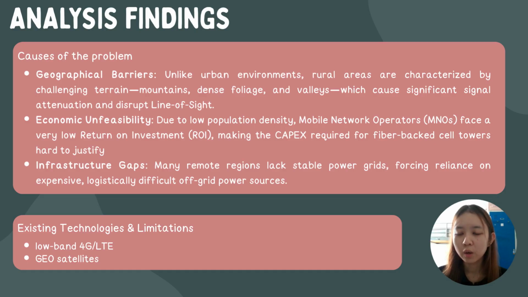Next, due to low population density, mobile network operators face a very low return on investment, making the capex required for fiber backhaul and cell towers hard to justify. Then, many remote regions lack stable power grids, forcing reliance on expensive, logistically difficult off-grid power sources. We then evaluate the technologies currently in use. Traditionally, this includes low-band 4G LTE and GEO satellites.